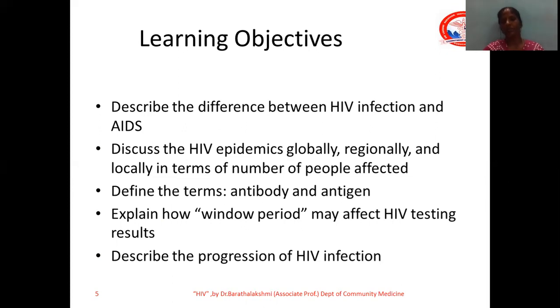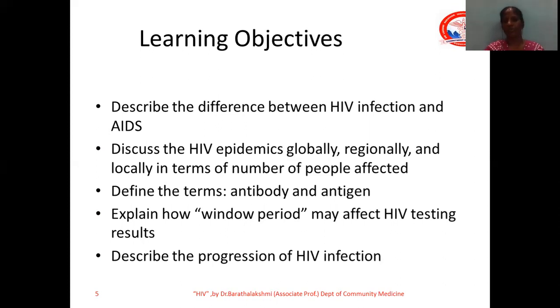And then the moderate prevalence states are Goa, Gujarat, Puducherry. The rest, all other states, are low prevalence states according to the statistics. So this is the epidemic of HIV globally, regionally, and locally.